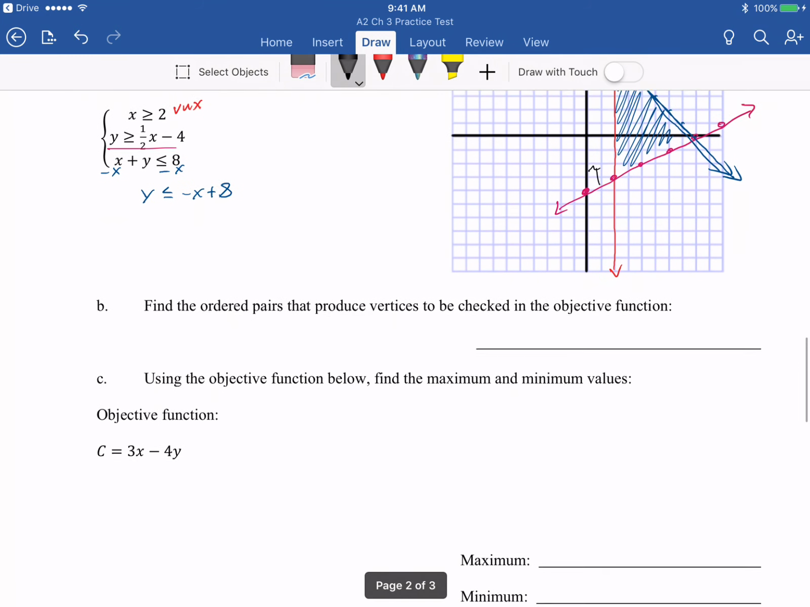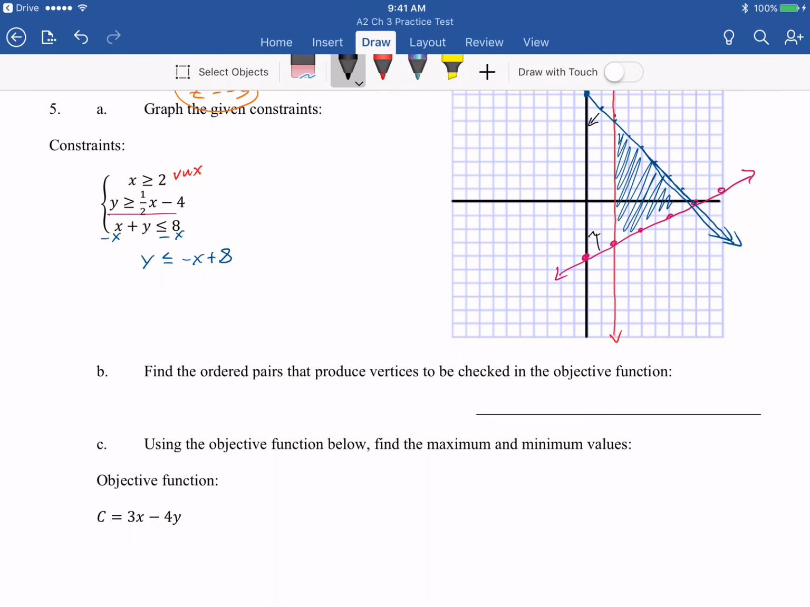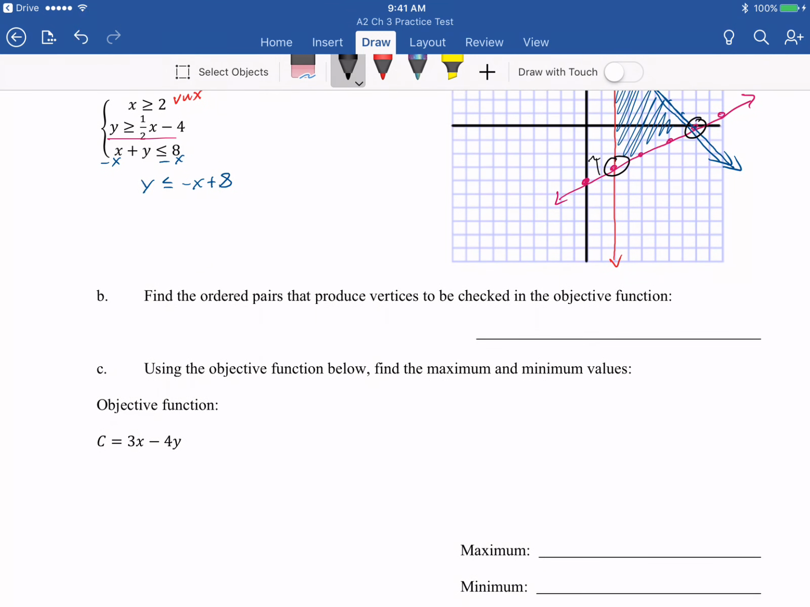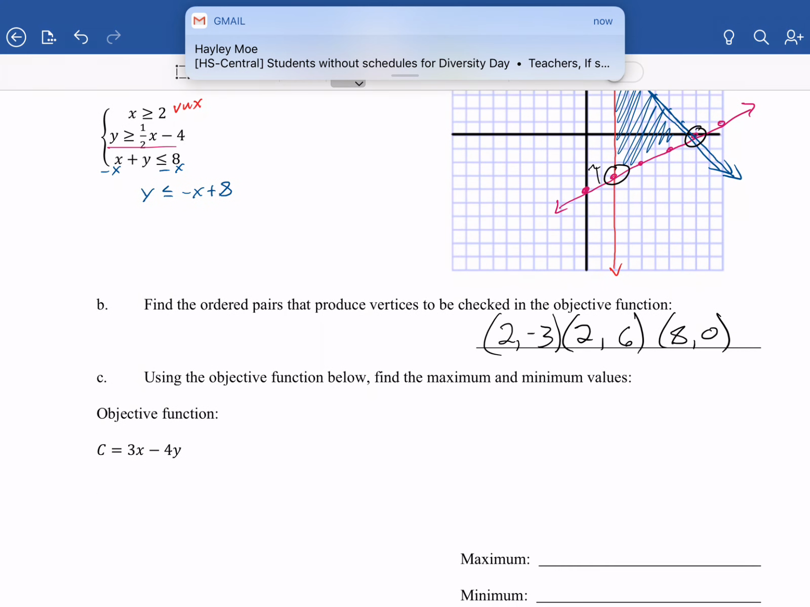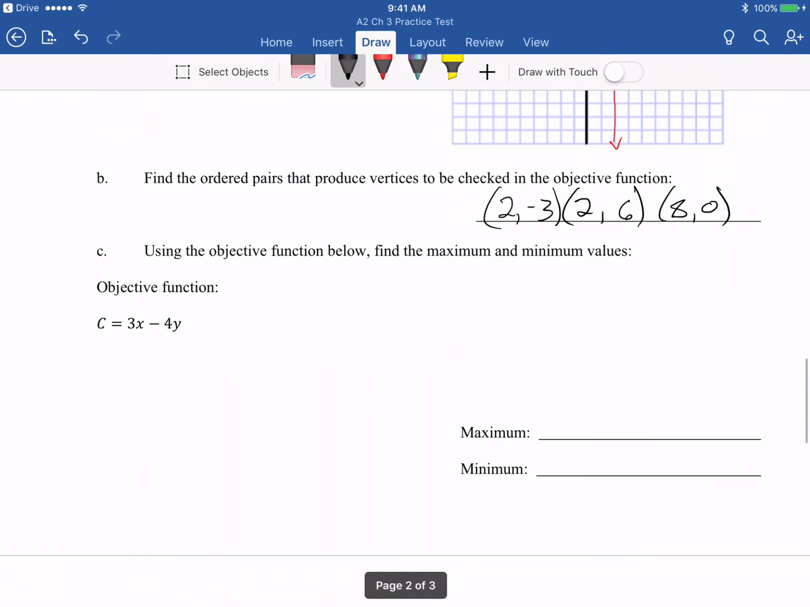All right, so now it says find the ordered pairs that produce the vertices. So that is here, here, and here. So that point is 2, -3. The upper point there is 2, 6, and the last one is 8, 0. All right, those make up those side points, those corner points.